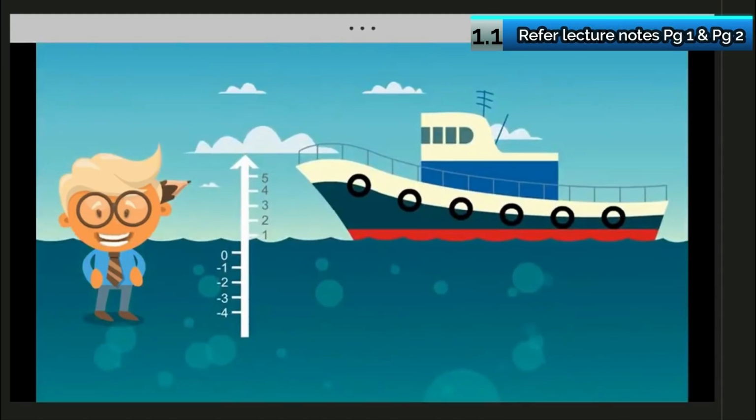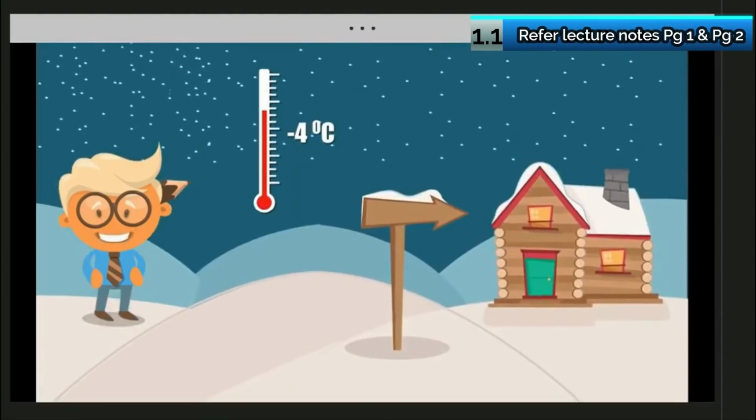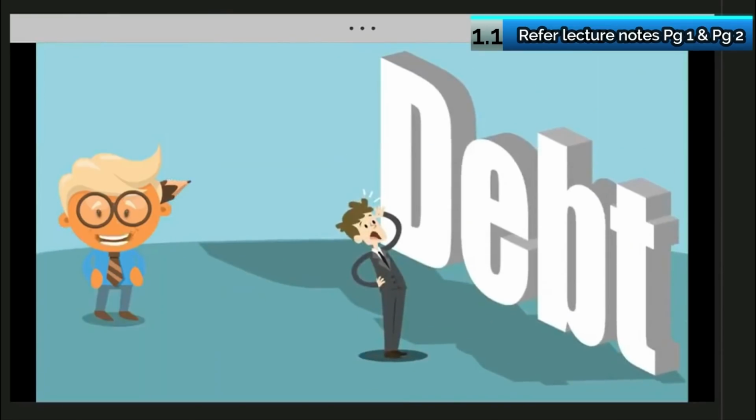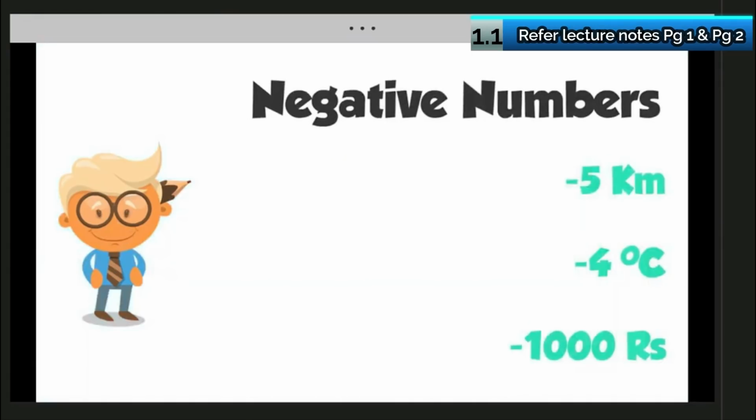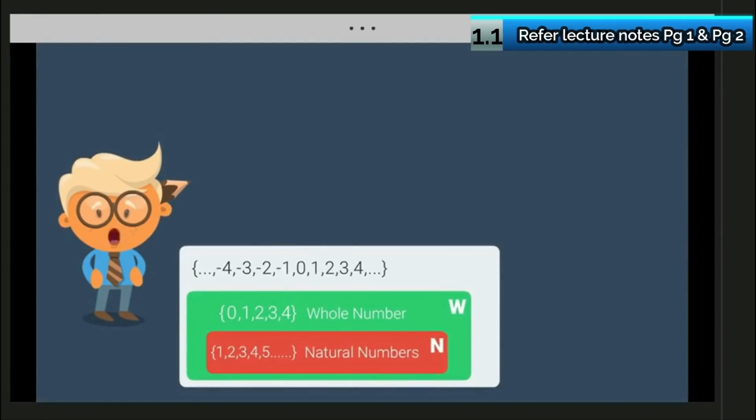For example, when you have to measure the depth of a ship below sea level, when the temperature drops to sub-zero underway in chilly conditions, and of course when you owe money to the bank. In all such cases, the numbers are called negative numbers, which when clubbed together with whole numbers, are formally grouped as integers, strangely denoted by the letter Z.